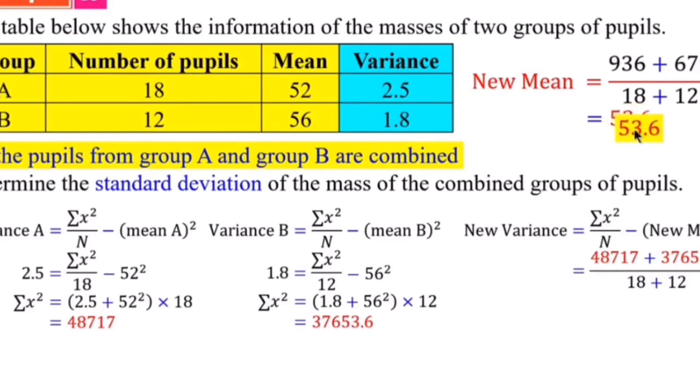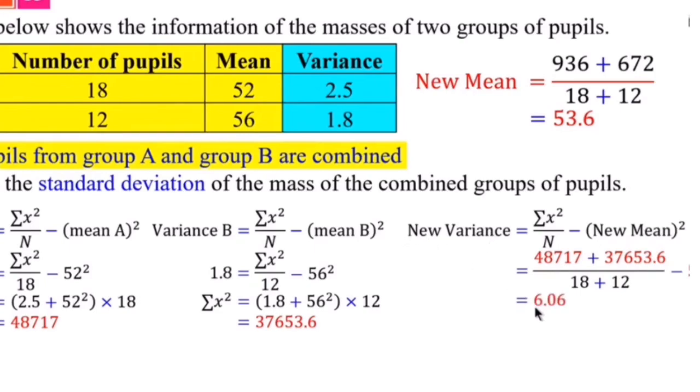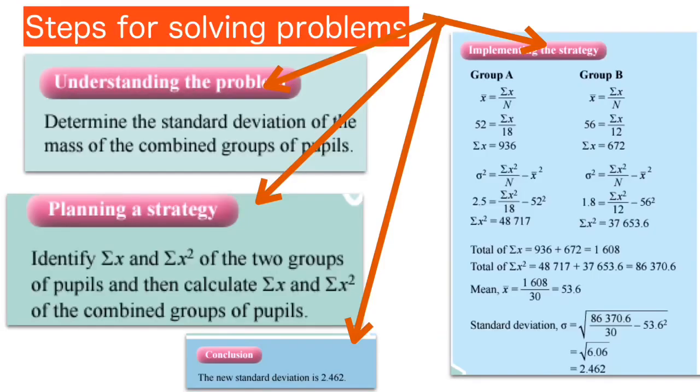So the question is asking for standard deviation. So we need to square root the variance 6.06, and our answer for new standard deviation is 2.462. Answer in 4 significant figure. Okay, so the new standard deviation is 2.462. Always give your answer in 4 significant figure.